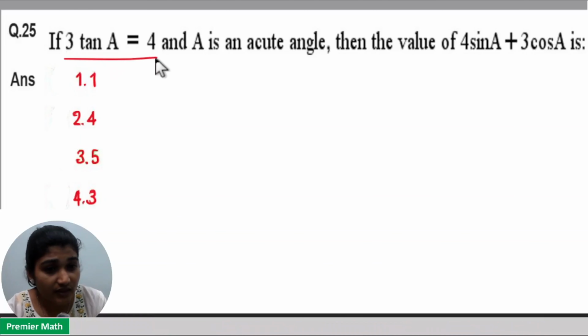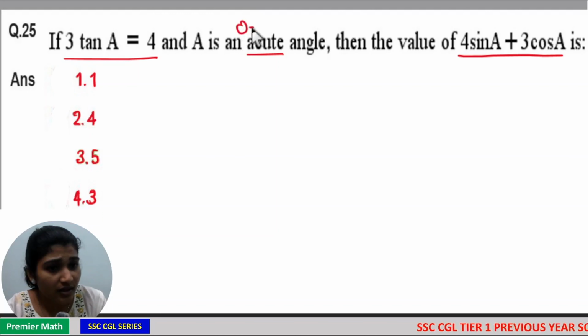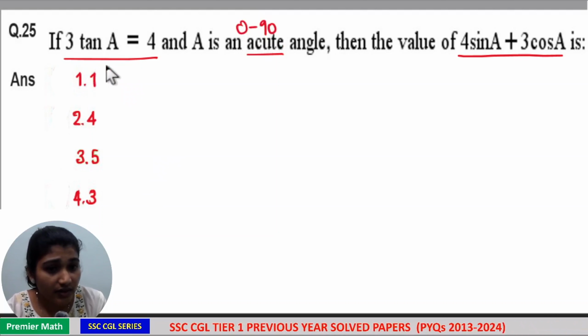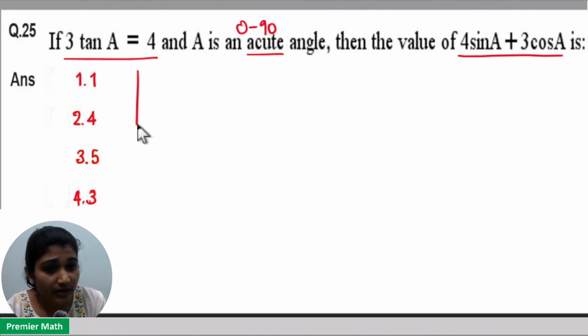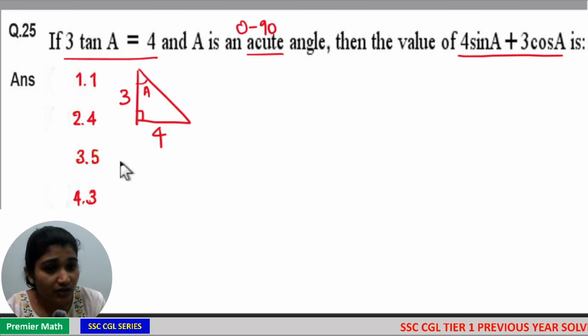If 3 tan A is equal to 4 and A is an acute angle, then the value of 4 sin A plus 3 cos A is. Acute angle means angle between 0 and 90 degrees. Here, tan A is equal to 4 by 3, meaning draw a right angle triangle. If this is A, then tan A is equal to opposite side by adjacent side, which is in the ratio 4 is to 3. Now, hypotenuse is equal to 4 square plus 3 square, which is 9 plus 16, 25. So root 25 is 5.